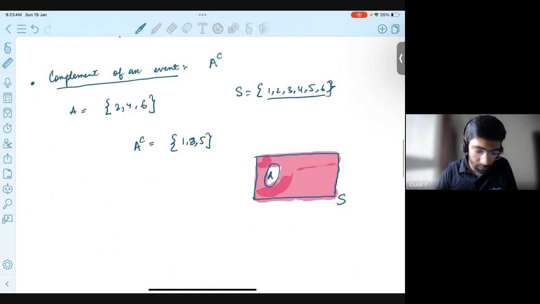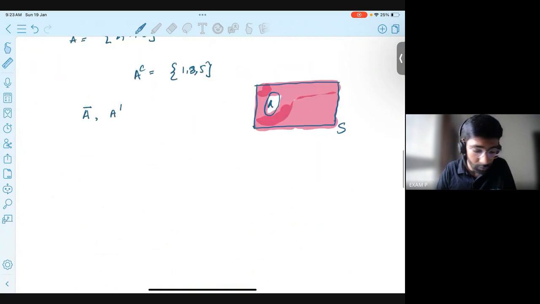So notations, there are two more notations for this. Sometimes it's denoted as A bar or also A prime. Okay, these are the notations for complement.